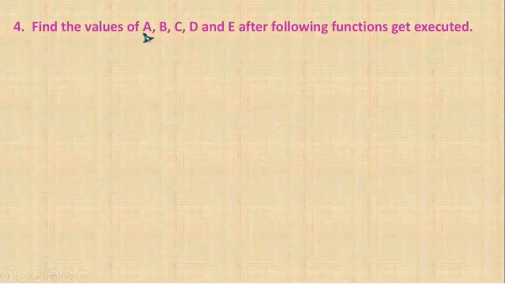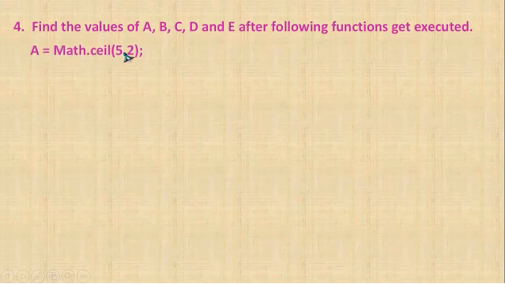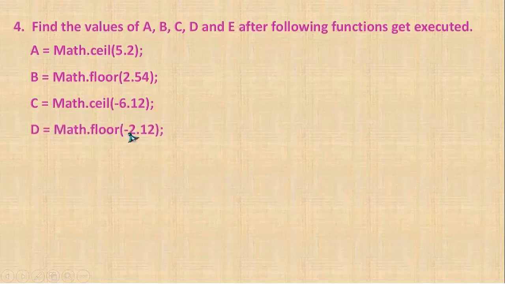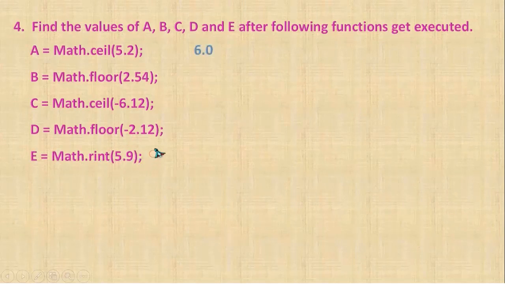Next we have to find the value of a, b, c, d and e after the following functions get executed. So we are just finding the value of all these. a is equal to Math.ceil of 5.2, Math.floor of 2.54, Math.ceil of minus 6.12, Math.floor of minus 2.12, Math.rint of 5.9. So here ceil means ceiling, it is rounded up. 5.2 becomes 6, the next higher value. Floor means the decimal part is neglected, so it is 2.